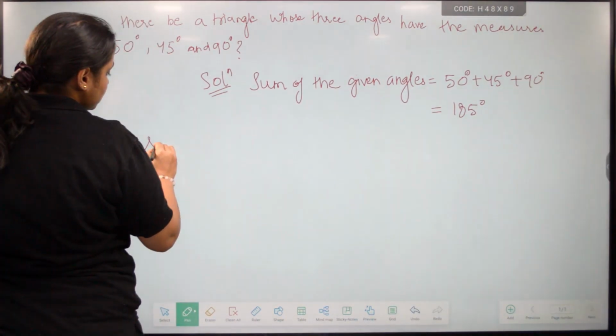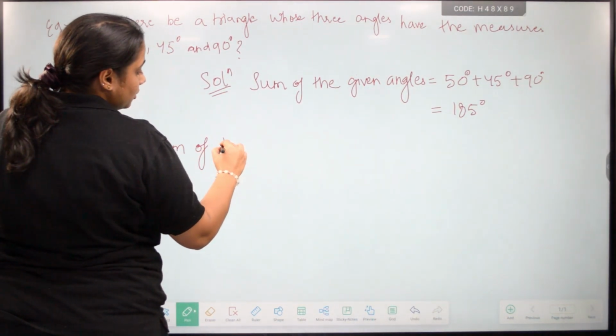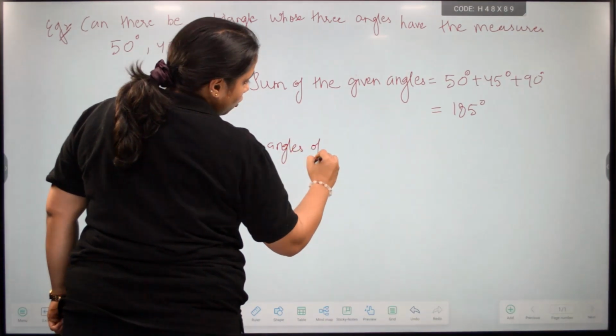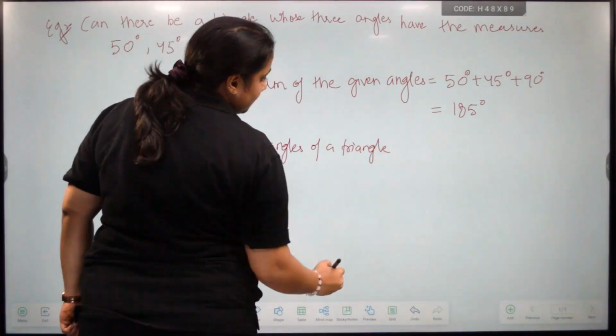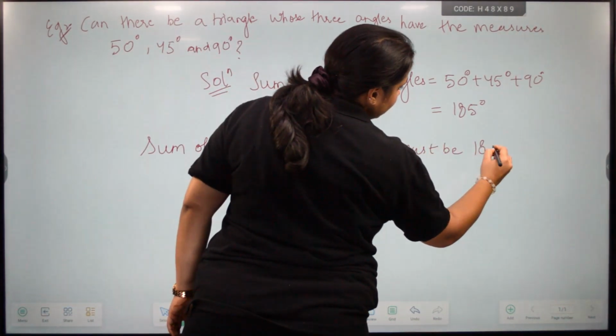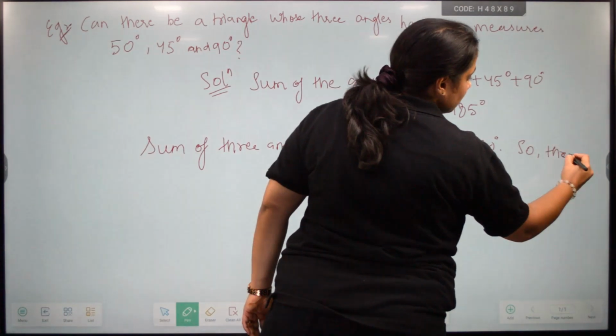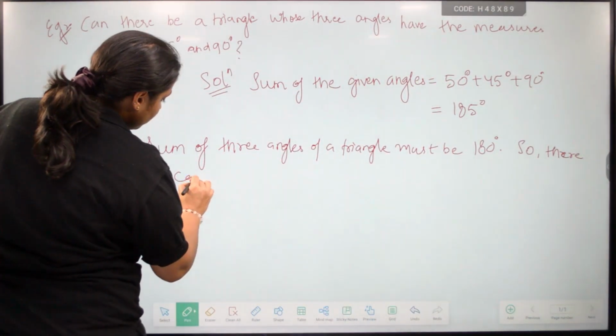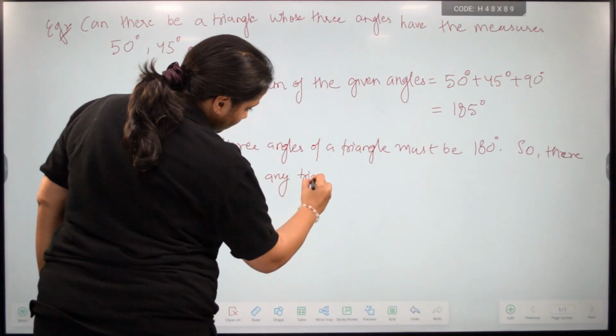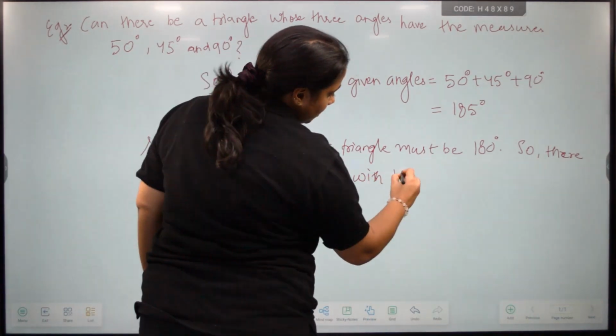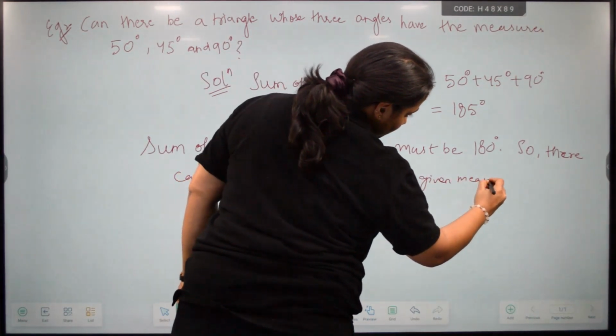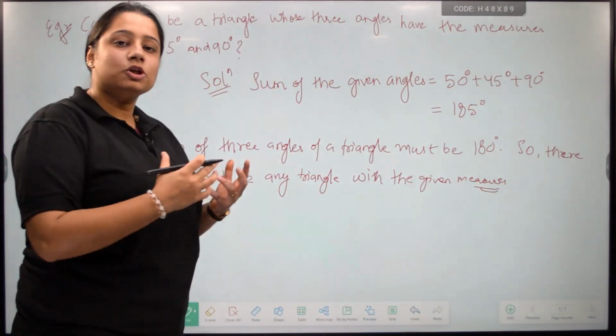So, the sum of the three angles of a triangle must be 180 degrees. So, there cannot be any triangle with the given measures. And this is how you should do this question.